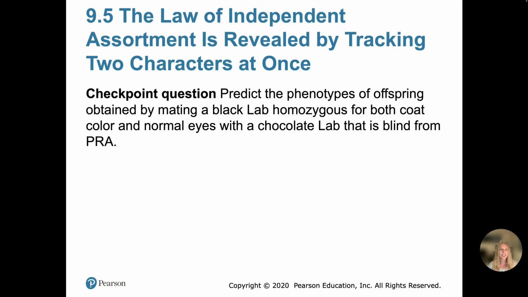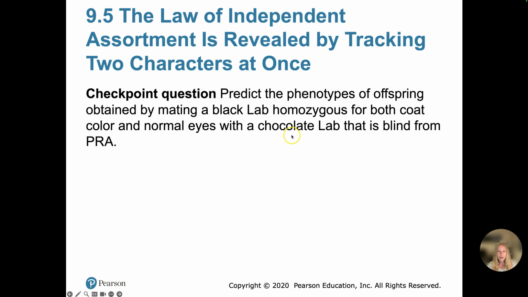Now a question based on this. Hopefully you didn't see the answer because I know this slide was up when I went to the whiteboard. Predict the phenotypes of offspring obtained by mating a black lab homozygous for both coat color and normal eyes with a chocolate lab that is blind from PRA.